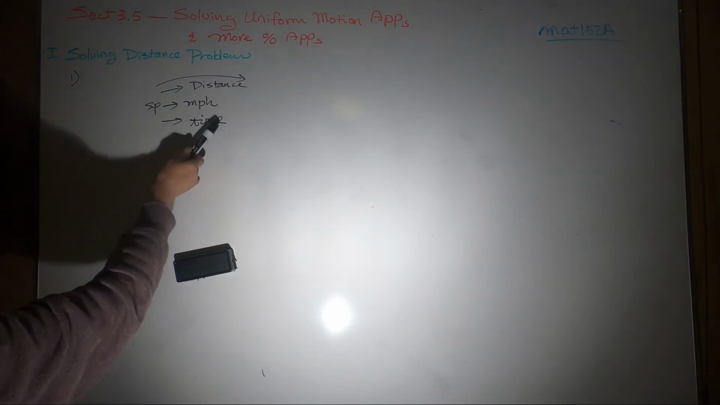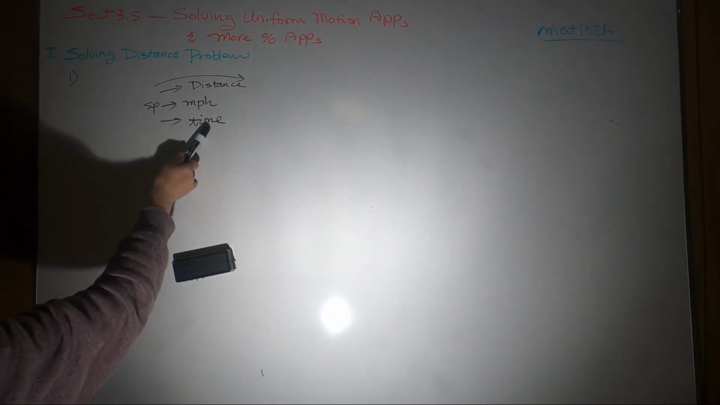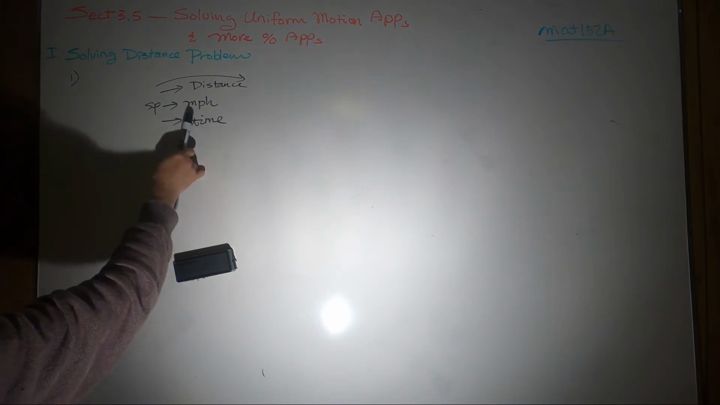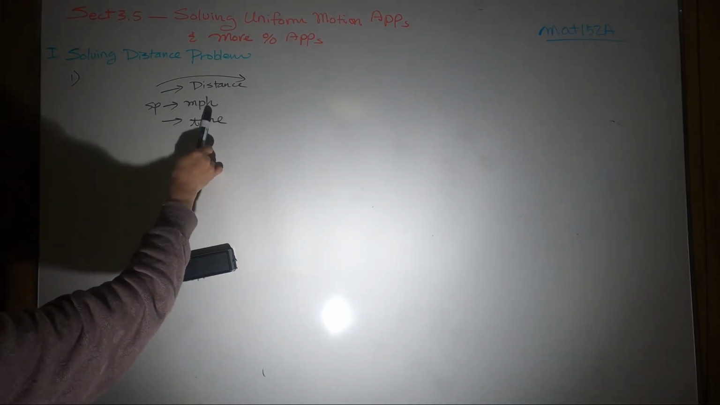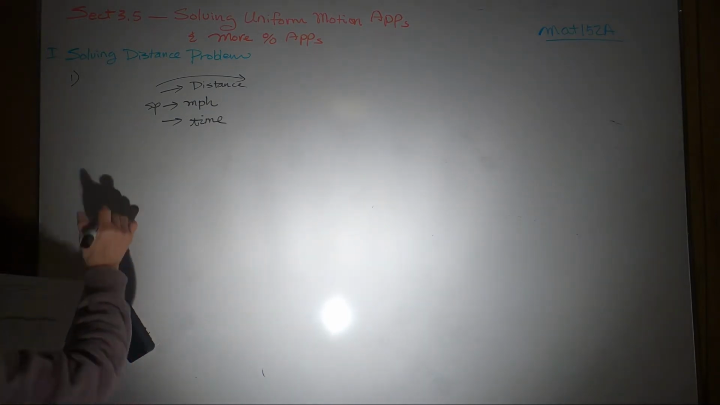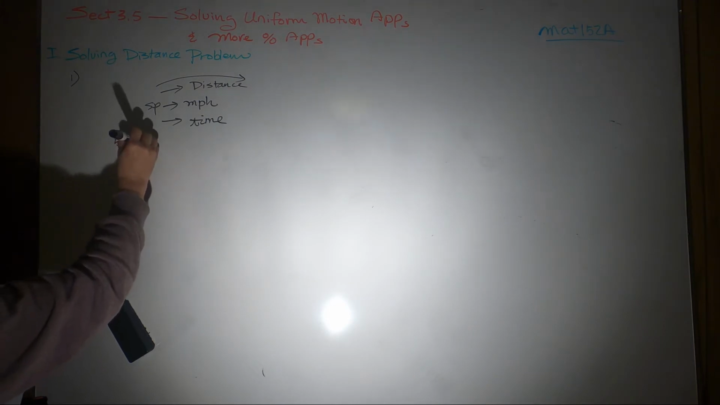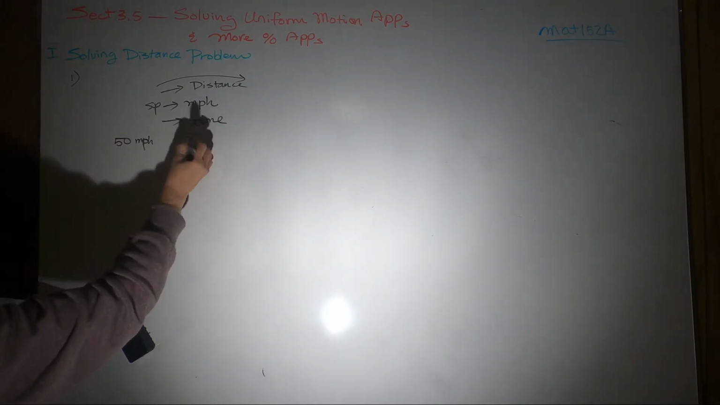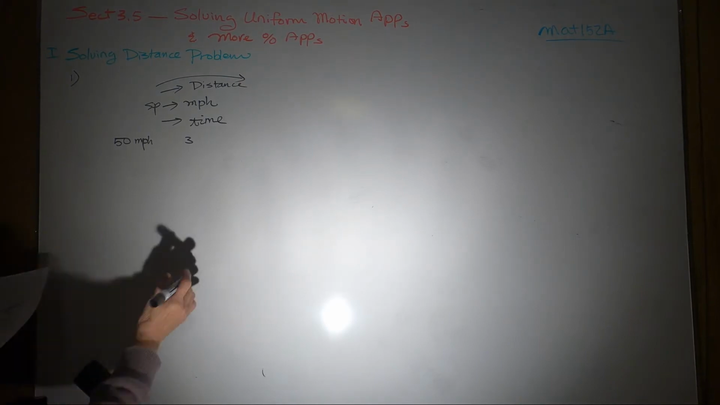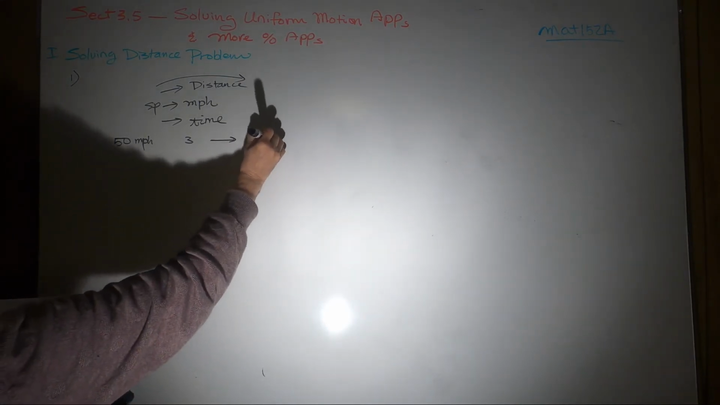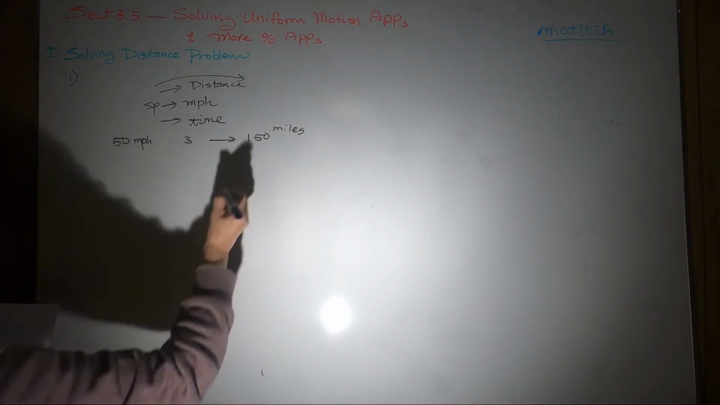And they are all related to each other, right? If you drive faster, then you can use less time. Or if you use the same time, then if you drive faster, you can go further, right? So how does it work? Say you drive 50 miles per hour for 3 hours, how far can you go? You will go 150 miles, right?